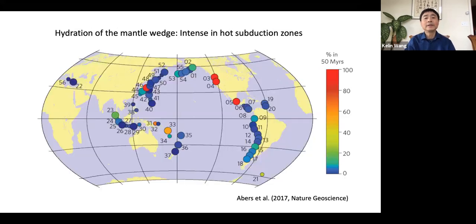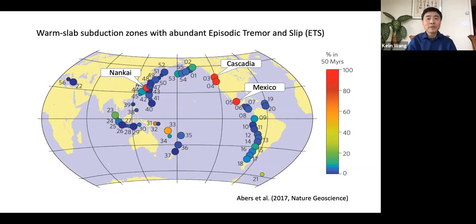The hydration. This is a global compilation, based on mineral calculations, of global subduction zones, showing the hydration state of the mantle wedge corner. The color represents the degree of hydration. If you see red, it's highly hydrated. If you see blue, there's not a lot of hydration here. And the three places that are red happen to be the places where we have the most abundant observations of episodic tremor and slip around the mantle wedge corner, what we call ETS, or similar behavior.